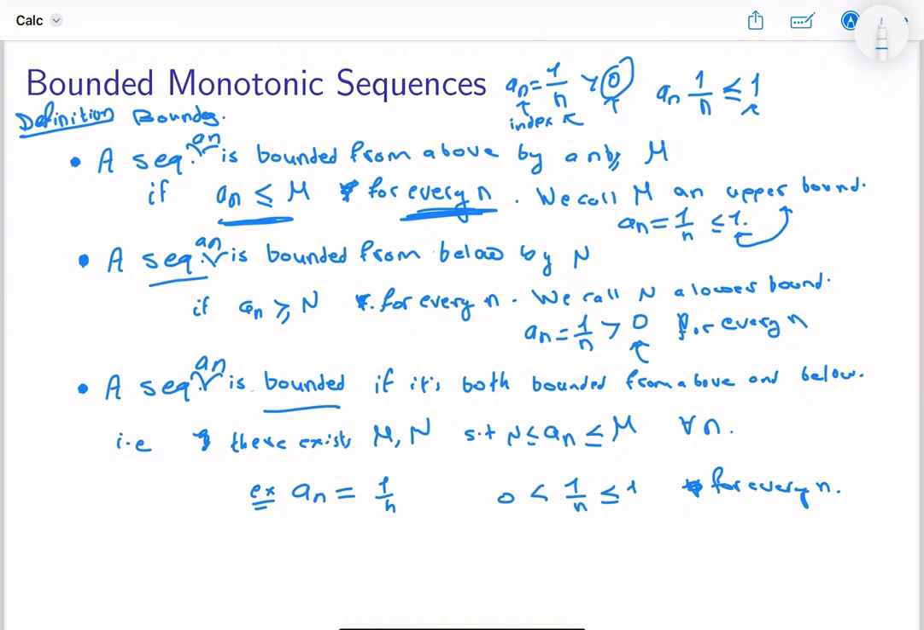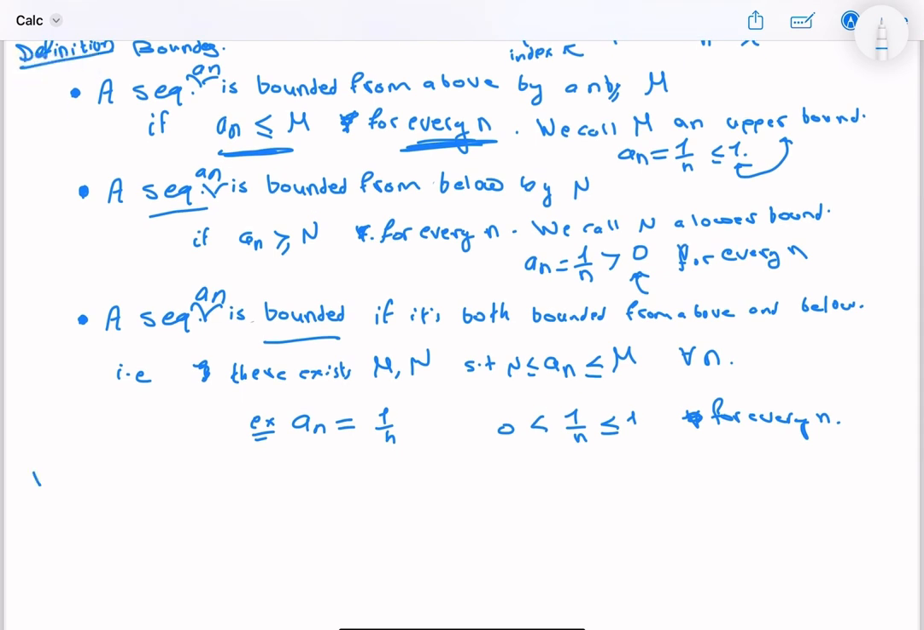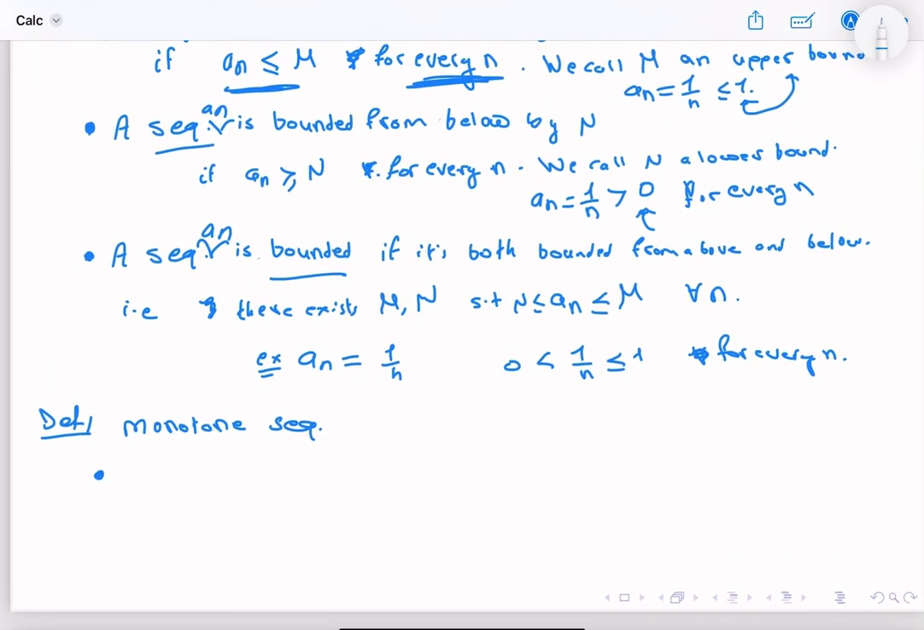This is the definition of bounded sequences, and let us now define what a monotone sequence is. Here's the first definition. We say a sequence an is increasing. Another word for that is monotone increasing.